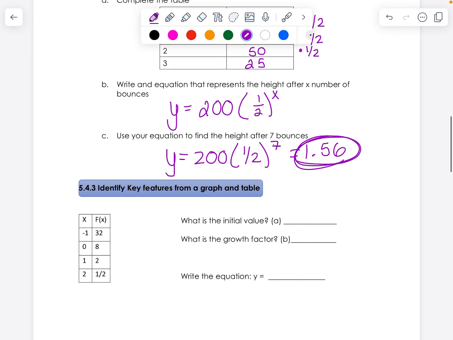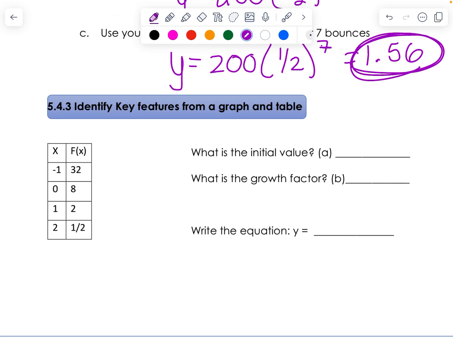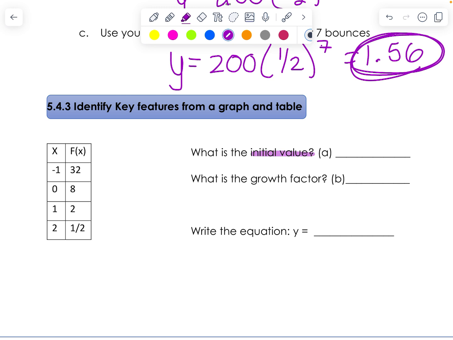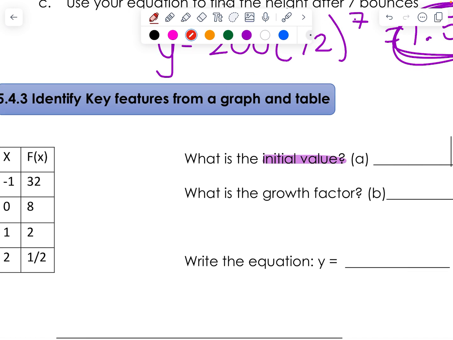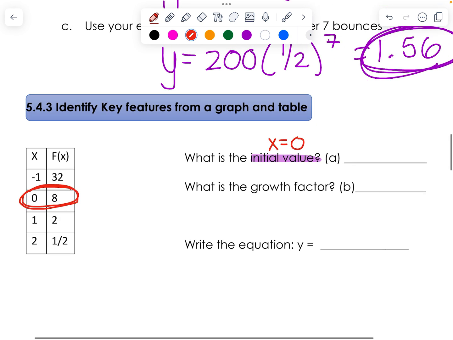All right, the next activity in Unit 5, Lesson 4, we are going to identify key features from a graph in a table. We did this in the previous lesson with exponential growth functions, so now we're just looking at it from exponential decay. So our initial value, if you remember from the last lesson, that's when the x value is 0. So our initial value in the table is going to be 8.